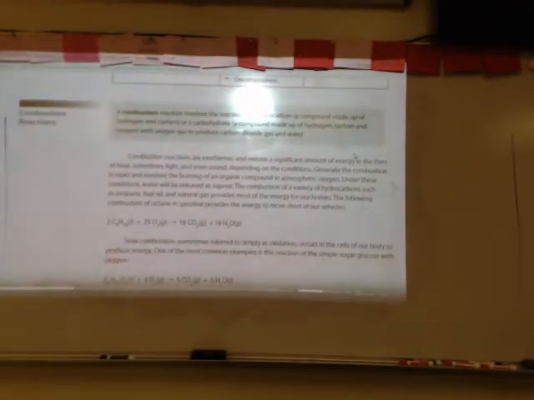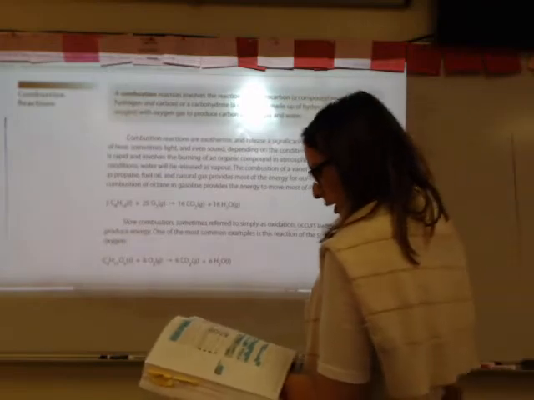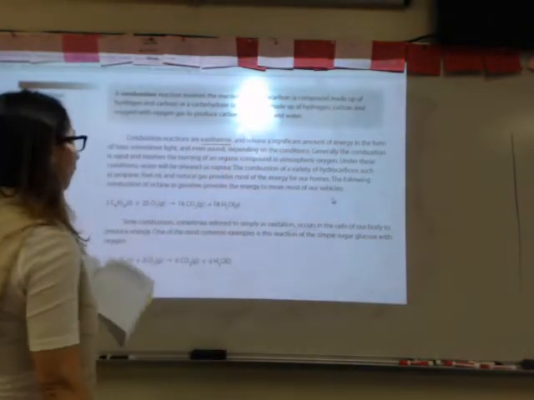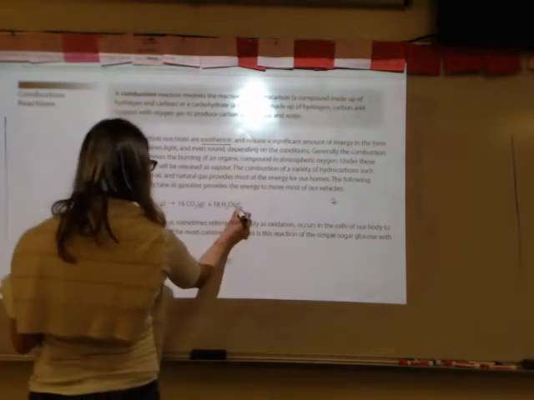Let's talk about combustion reactions. Combustion reactions are when you have a hydrocarbon or a carbohydrate reacting with oxygen in the air to produce carbon dioxide and water. These are exothermic. They release a lot of energy in the form of heat, sometimes light, even sound. And the water that's released is typically going to be released as water vapor.